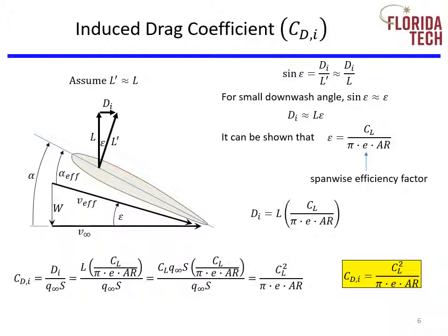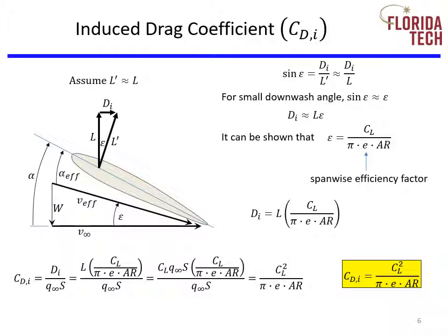Our goal is to come up with an expression to calculate the induced drag. From simple geometry, we see that sine of epsilon is Di over L prime, which is approximately equal to Di over L. Assuming a small downwash angle, it follows that sine of epsilon is approximately epsilon and that L prime is approximately L. Therefore, induced drag is L times epsilon. And it can be shown that the downwash angle is given by epsilon equals CL divided by pi times E times the aspect ratio.